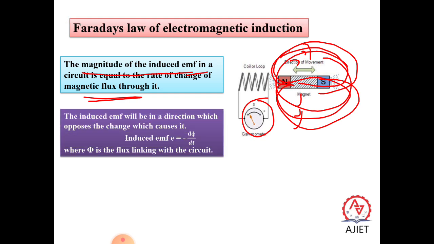Next, the induced EMF will be in the direction which opposes the cause. Actually, Faraday's law says that a changing magnetic field causes a voltage, a difference in electric potential that can make current flow. We could imagine filling a wire loop with a thin surface like a soap film.